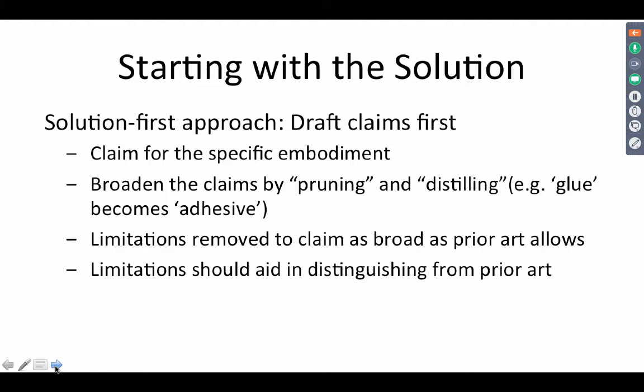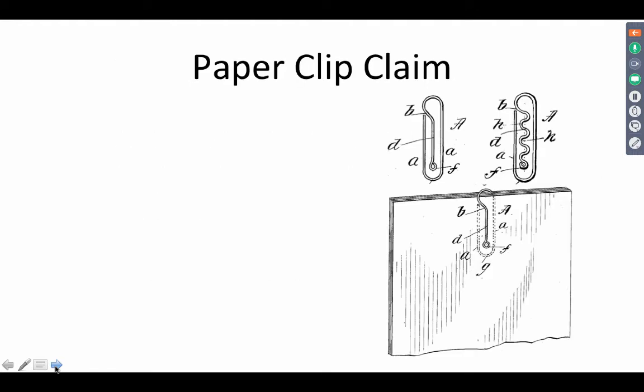So the claim is already drafted, and then you go through the exercise of pruning and distilling, largely making it clearer. The specific words are elevated to a general word, like if there is glue, then you try to encompass the word adhesive, which could mean much more than glue. So this is one approach. The limitations should aid in distinguishing the prior art. Whatever limitations are included should be done with the object of distinguishing the claim from the prior art. Now let's look at this diagram.